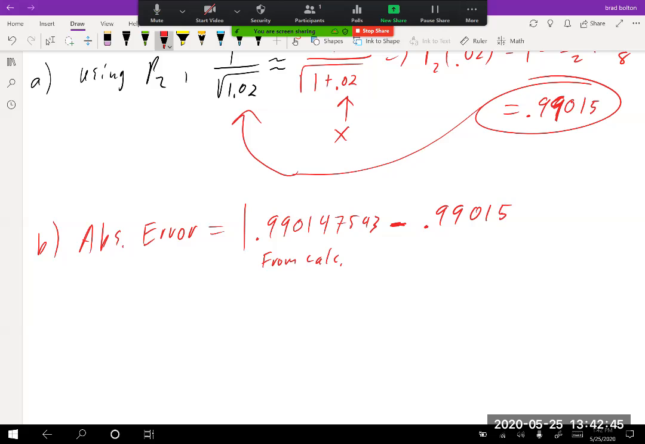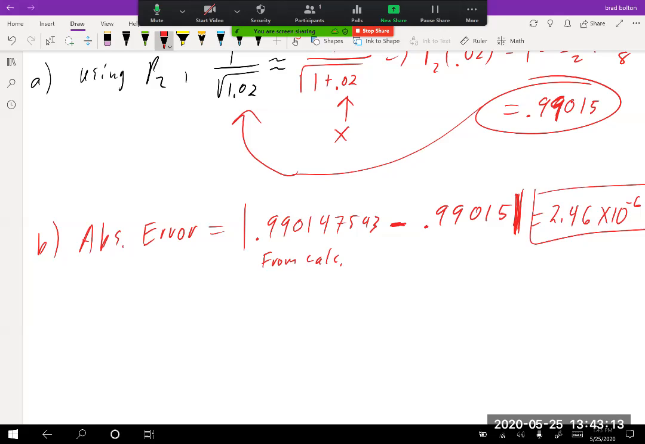So I'm going to say minus 0.99015. And I get 2.4, and it says round off to 2 decimal places in my homework. So it'd be 2.46 times 10 to the negative 4. Oops, negative 6, I'm sorry. And this would be my absolute error.